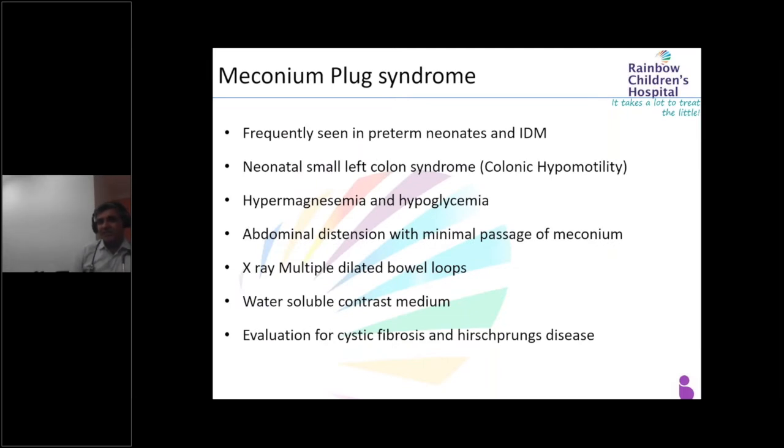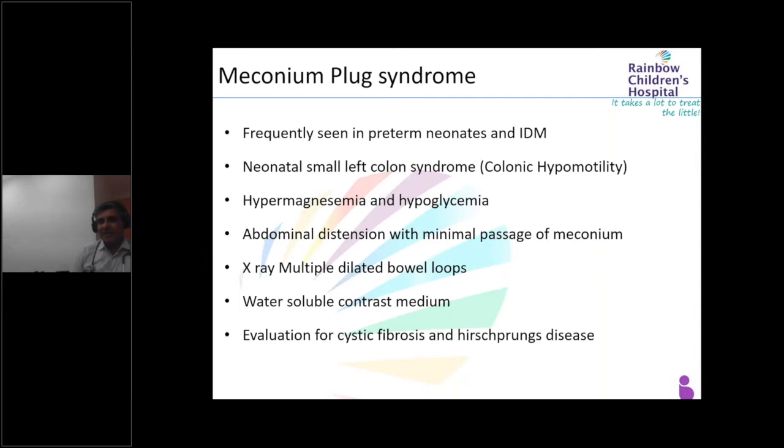Meconium plug syndrome is an entity seen in preterm neonates and infants of diabetic mothers. The reason for meconium plug syndrome is postulated to be hypermagnesemia and hypoglycemia. Because of hypermagnesemia, there is decreased motility, which leads to plugging of the meconium. Presentation is again the same, with distension of the abdomen and minimal passage of meconium. However, in this case, the meconium plugs accumulate in the left descending colon.